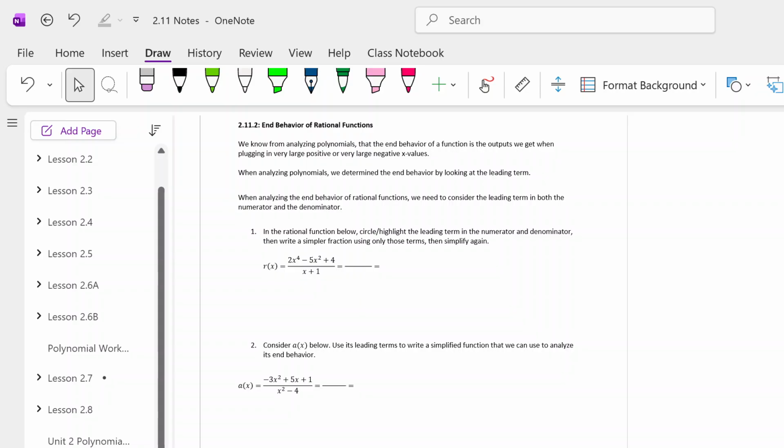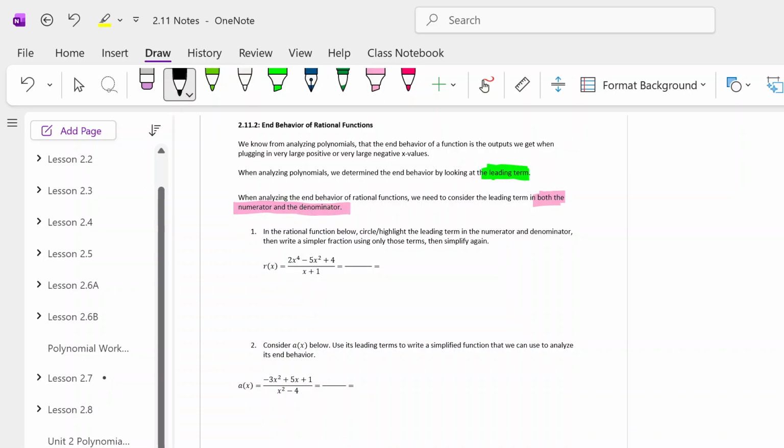So when we talk about end behavior, we're talking about plugging in very, very large positive numbers to the right for x, and very, very large negative values to the left. So we're trying to figure out what's going on at the ends instead of what's in the middle. With polynomials, we determine this end behavior by focusing on the leading term, because when the numbers get really big, that's the only term that's going to matter. Good news is that with rational functions, we're still going to consider the leading term. We just need to make sure we're considering both the numerator and denominator.